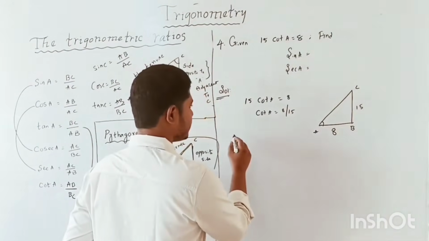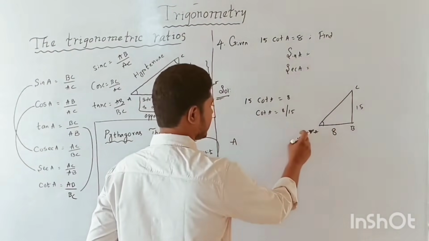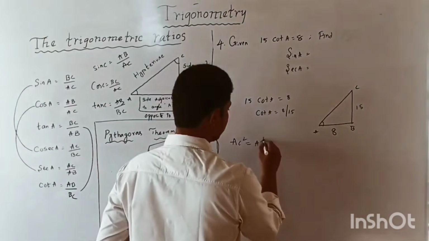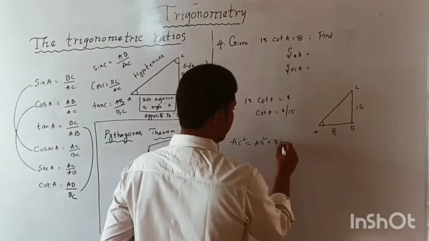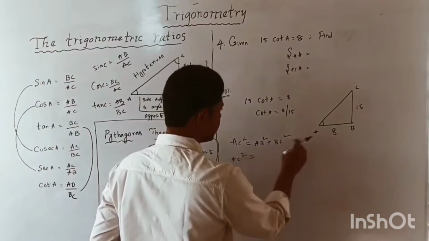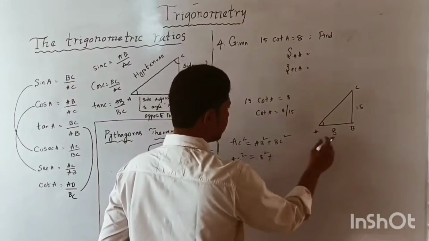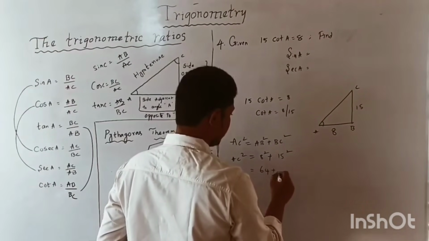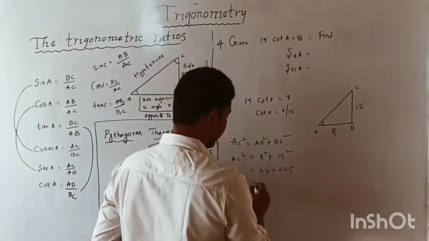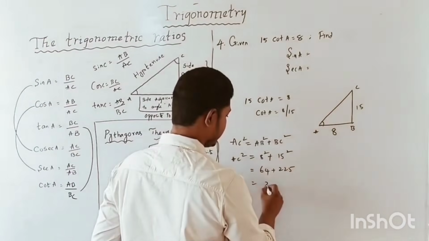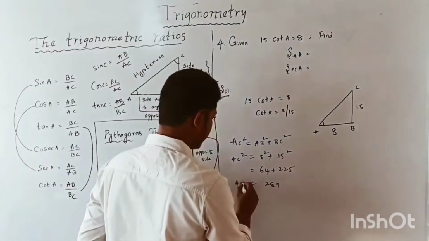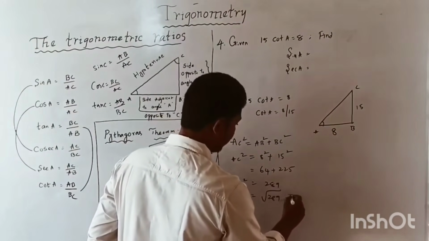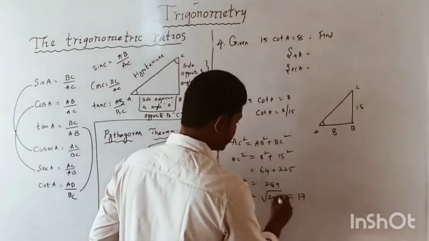What does the Pythagoras theorem say? Hypotenuse square is equal to adjacent square plus opposite square. Here AC square is equal to 8 square plus 15 square. 8 square is 64 and 15 square is 225. The sum of 64 and 225 is 289, that is AC square. Therefore AC is equal to root of 289, that is equal to 17.